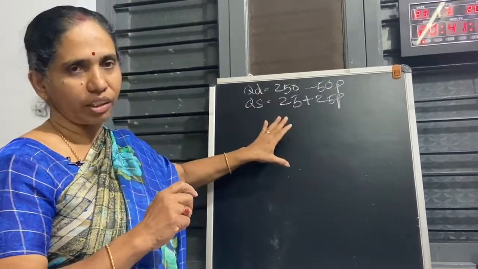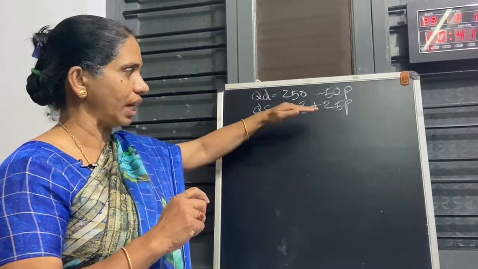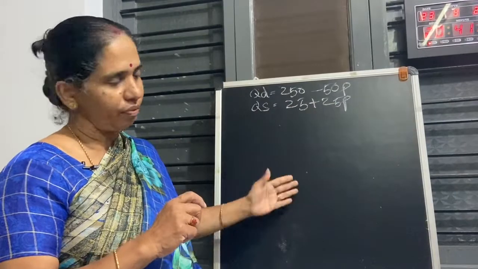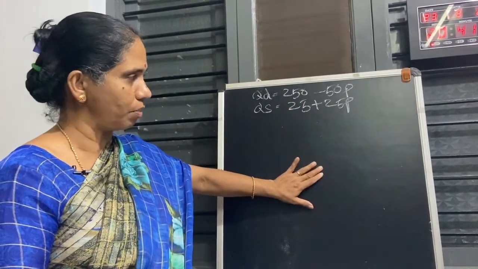Now, theoretically, how do we find the equilibrium price? When the price is at equilibrium, what will happen to demand and supply? If it is not at equilibrium, what will happen to demand and supply? All this you will understand when you do the sum.